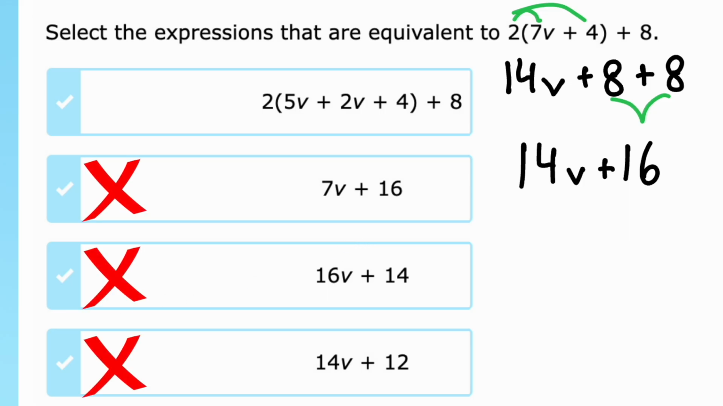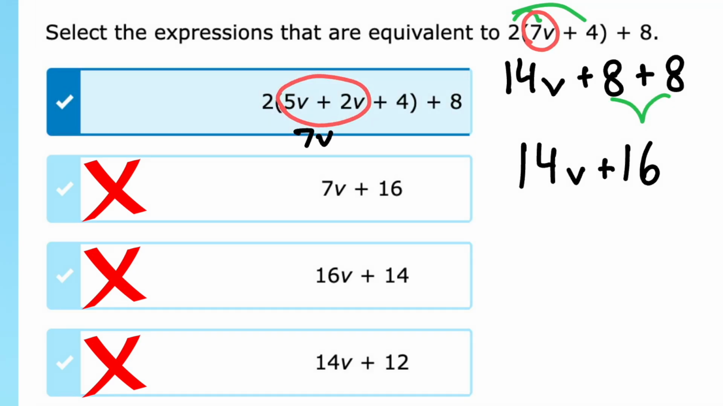As for our first answer choice, notice that it's the same as our original expression, except the parentheses are a little bit different. Our original expression has 7v, and our first answer choice has 5v plus 2v. Well, if we combine like terms, 5v plus 2v is 7v. And since this one change makes this expression identical to the original, they must be equivalent.